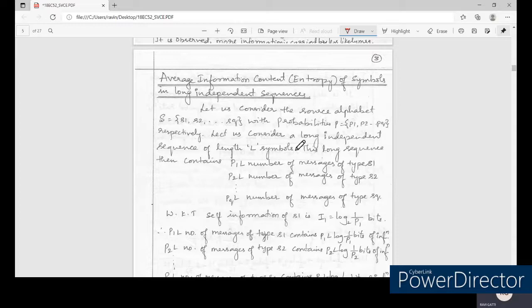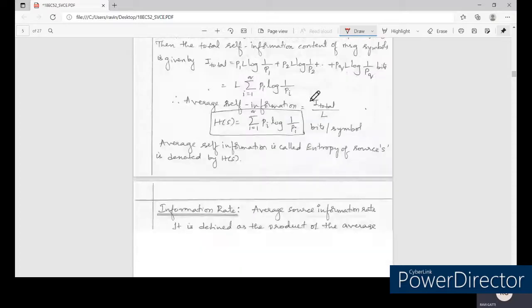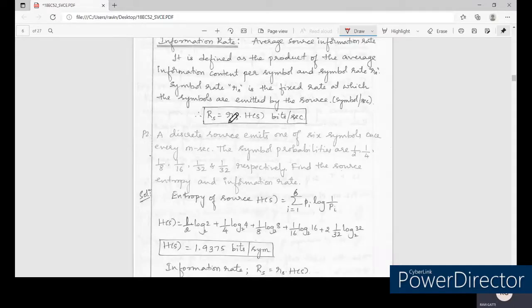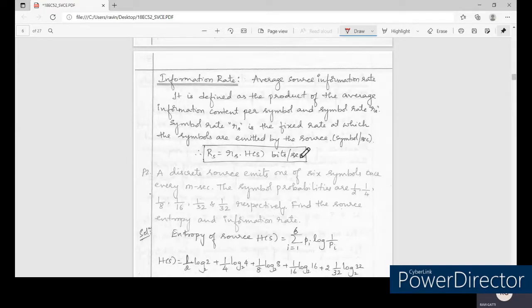So in yesterday's class, we discussed the average information contained, that is the entropy of the source symbols in a long independent sequence, which is given by the expression H(S) = summation i = 1 to q of p_i log(1/p_i) bits per symbol. And we also arrived at an expression for the information rate, that is nothing but capital R_s = small r_s into H(S), which is represented in terms of bits per second.